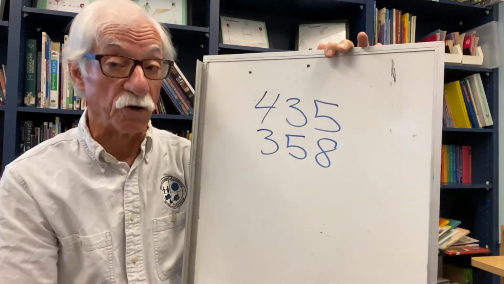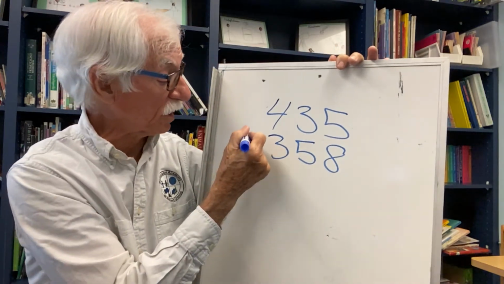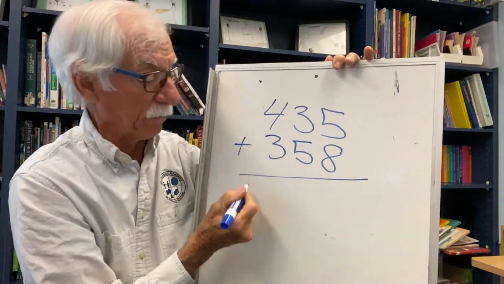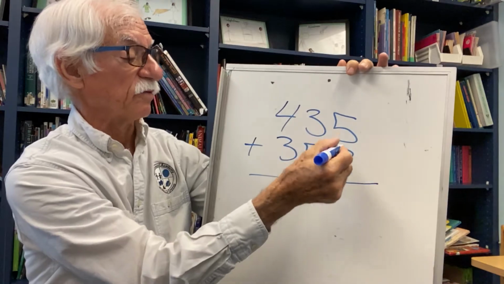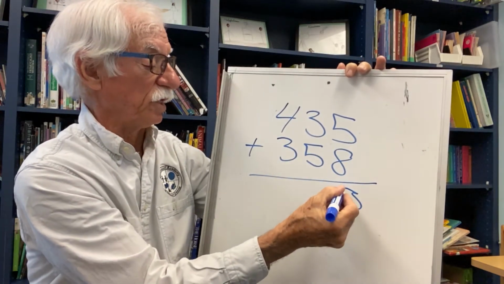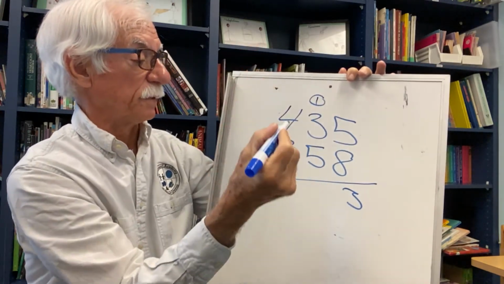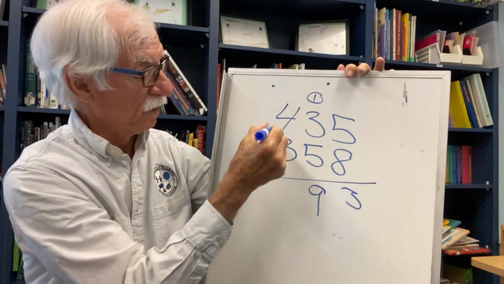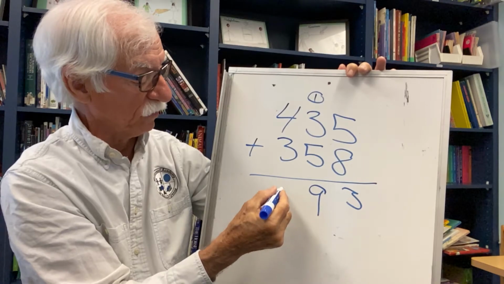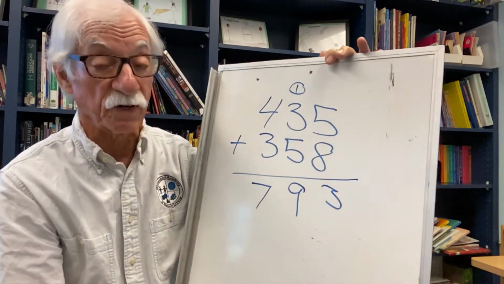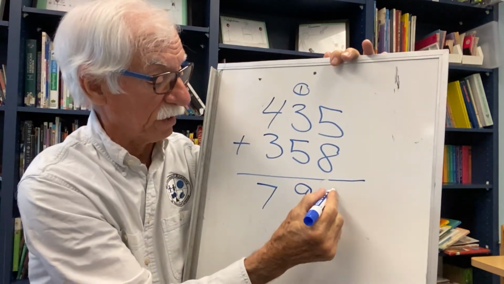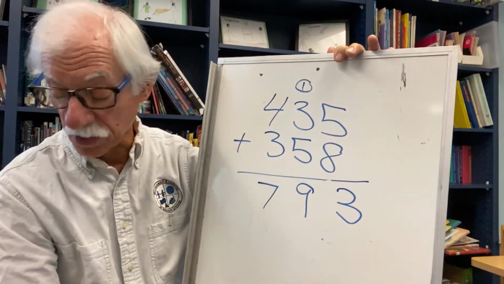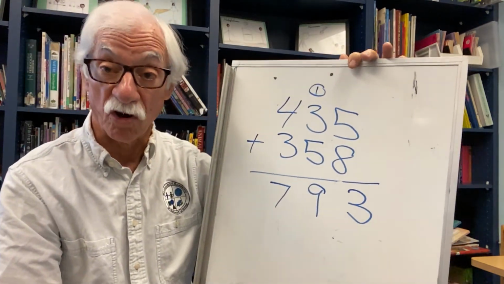We need to know how many he had in all in his card collection. It was a big one. So that means we have to add the 2 addends. 5 and 8 is 13 units, 3 units, 1 ten. 4 tens, 5 tens is 9 tens. 4 hundreds, 3 hundreds is 7 hundreds. So he has 793. It's pretty nasty. 793 baseball cards in all.